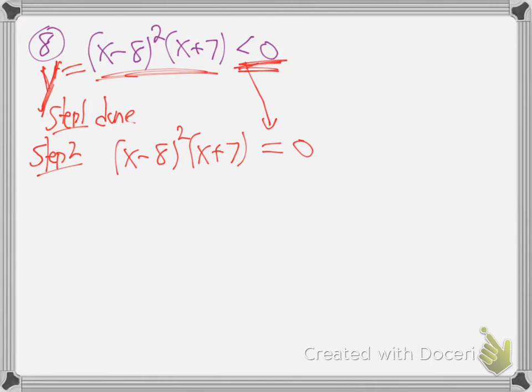So what numbers will make it equal? What can I plug in here to make that part 0? 8, and this guy -7, huh? So now step 3, you basically go to the graph. Put those on the graph.